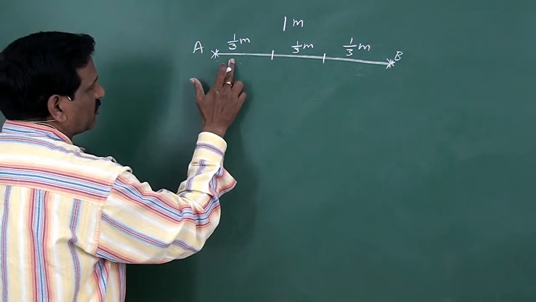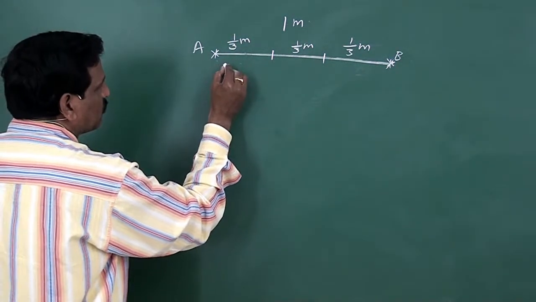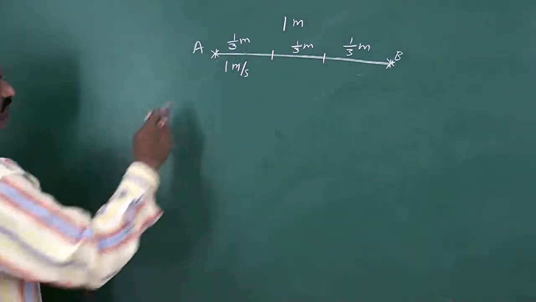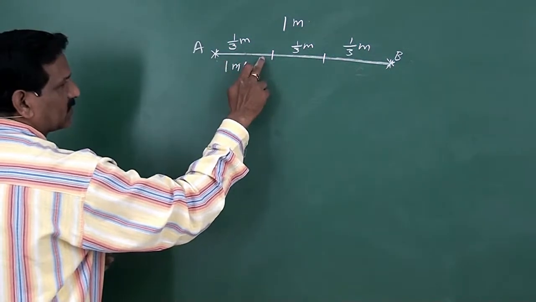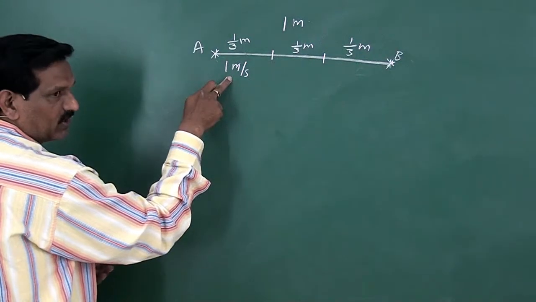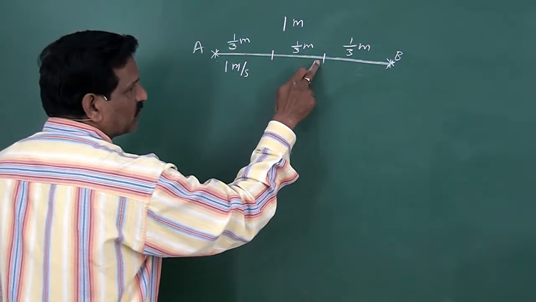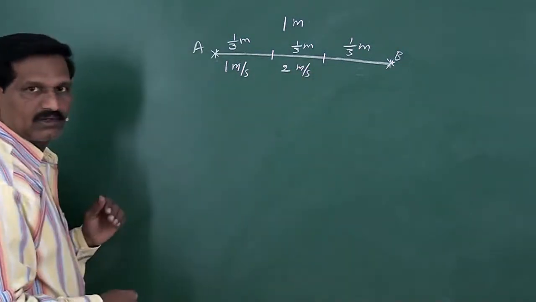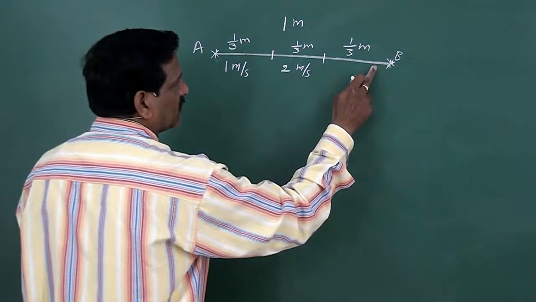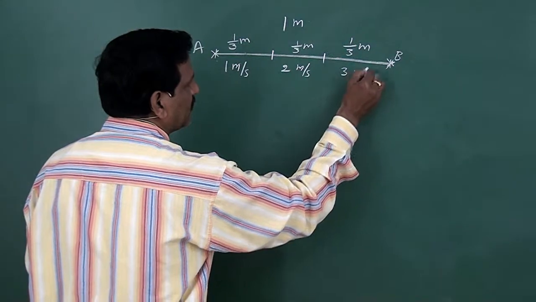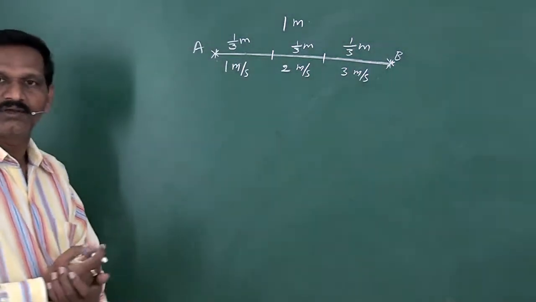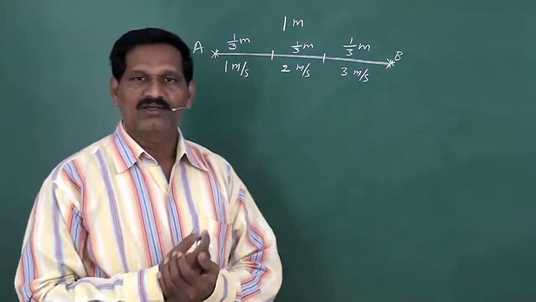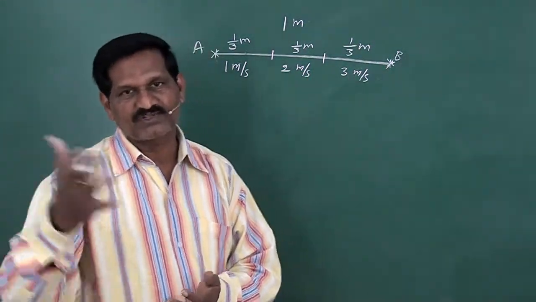In the first 1/3 meter, the car moves with a speed of 1 meter per second. So during this part, the car moves with a speed of 1 meter per second. In the second 1/3, it moves with a speed of 2 meter per second. And in the third case, it moves with a speed of 3 meter per second. So this is the total journey, and this total journey is covered with different speeds.